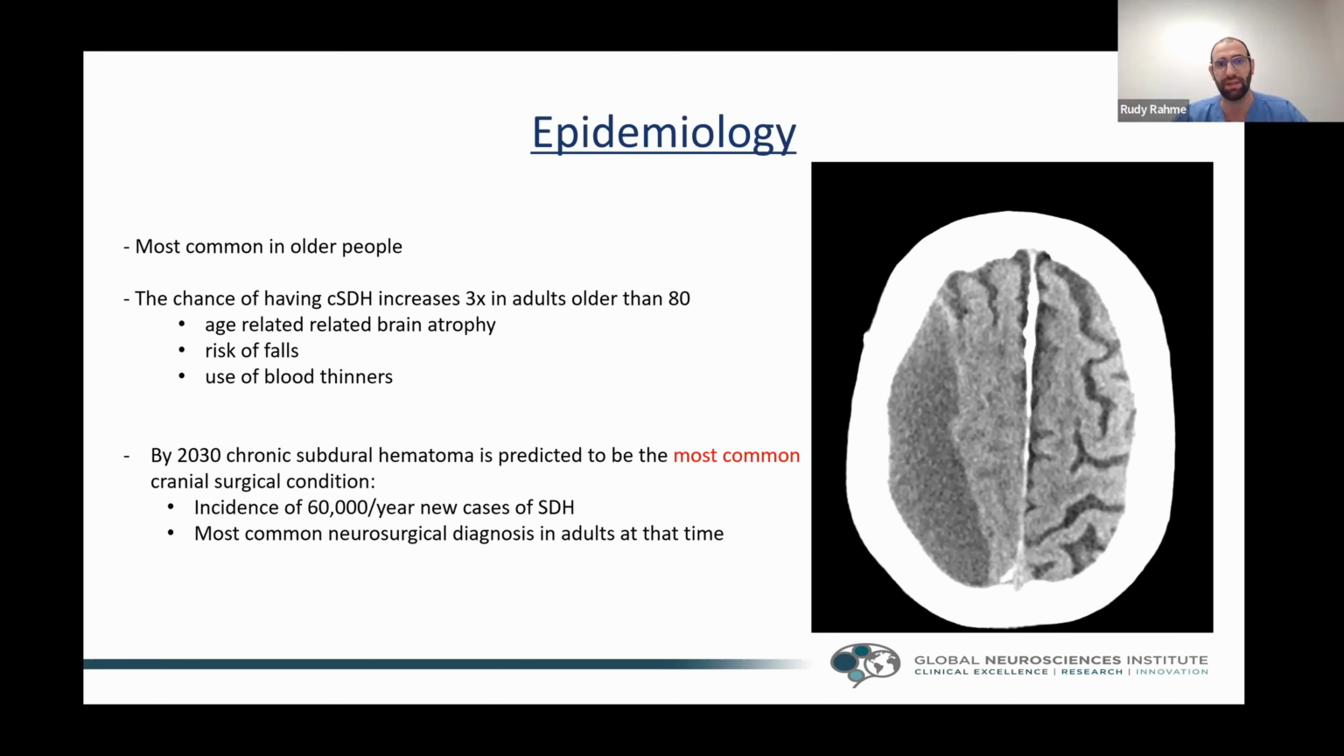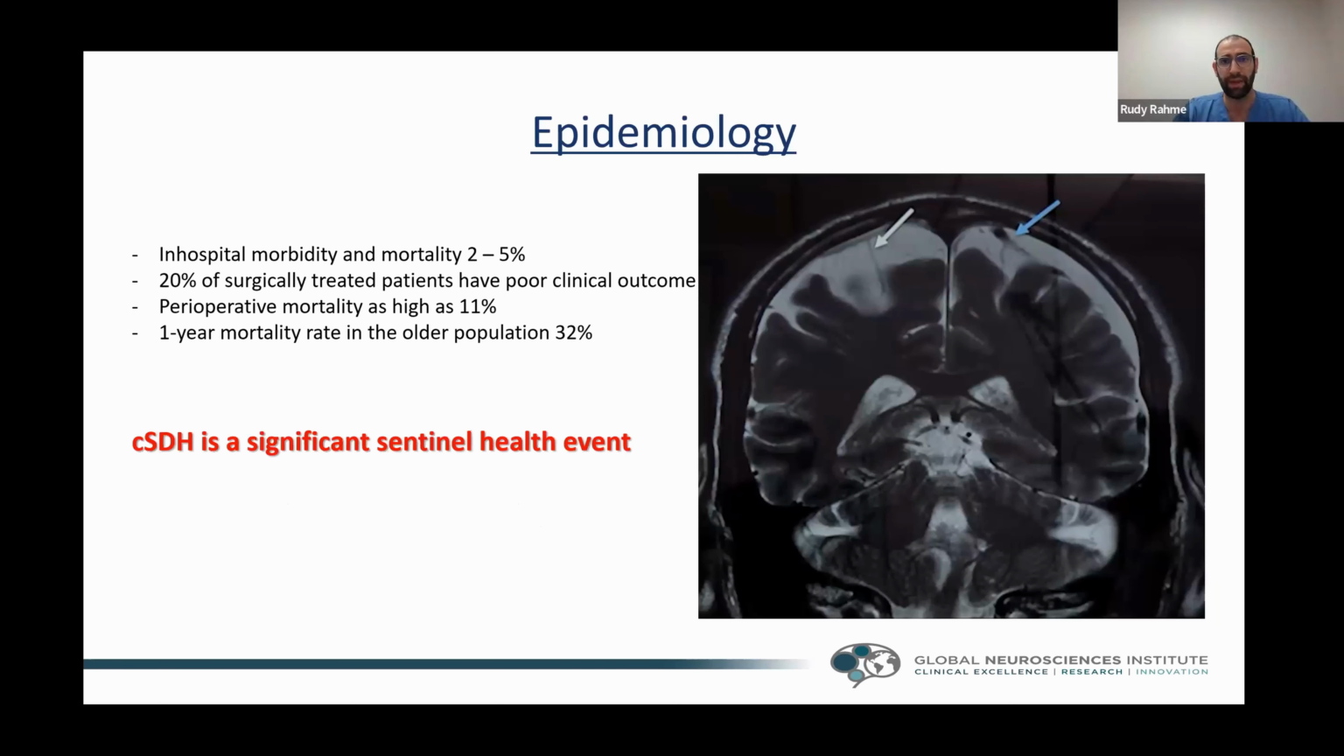So all these factors, along with an aging population, it is expected that by the year 2030, chronic subdural hematomas will be the most common neurosurgical diagnosis in adults, more common than anything else that we deal with. With an incidence of about 60,000 new cases per year, this is not something minor. And when we talk about subdural hematoma, everybody thinks, oh, it's a simple thing, drain it, let it be, watch it, it's fine. But again, the data tells a different story.